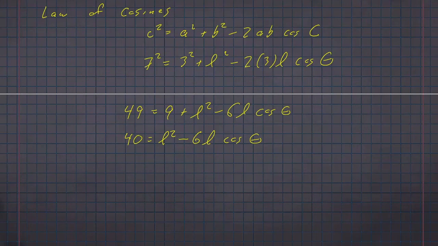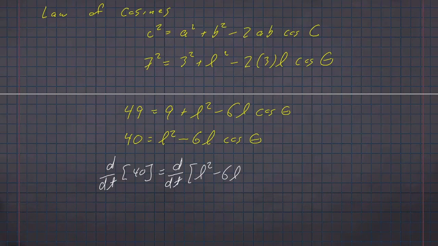We get that 40 is L squared minus 6L cosine theta. Unpleasant as it's going to be, we can differentiate implicitly both sides of this equation. So we'll take the derivative with respect to time of 40, and we'll take the derivative with respect to time of L squared minus 6L cosine theta.